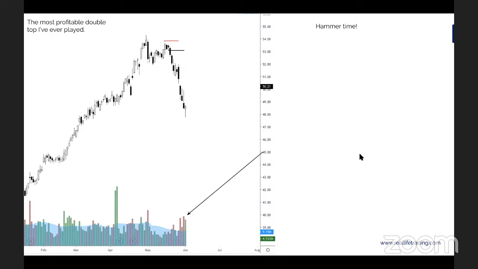And then the next day, that candle comes in. And then it did this. That was it. That was the whole move. That move was over in 4 or 5 days. Most traders will hold a double top play way too long. Way too long.